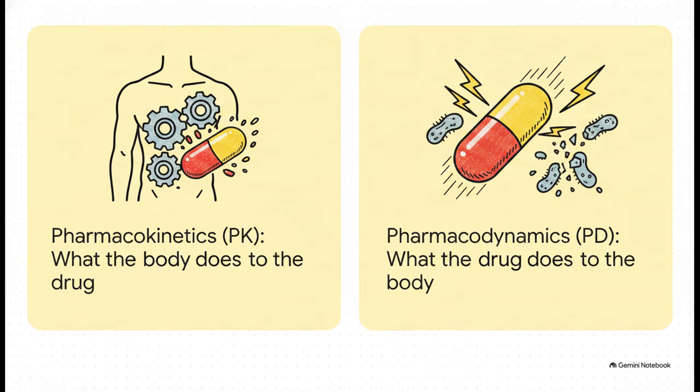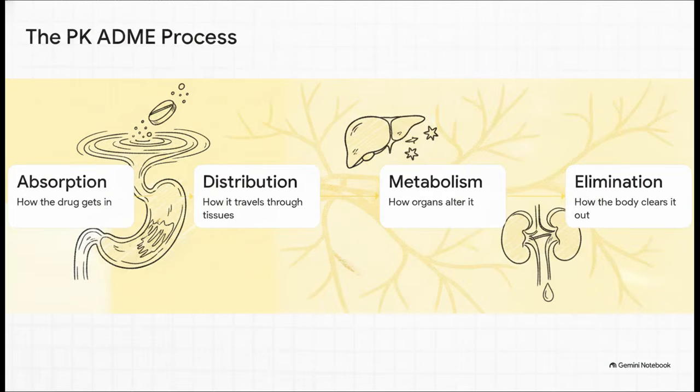Pharmacodynamics, or PD, flips the script entirely. That's what the medicine actually does to your body, how it goes in, attacks the infection, affects your tissues, and hopefully triggers a cure. And when we zoom in on pharmacokinetics, it really comes down to 4 distinct steps.